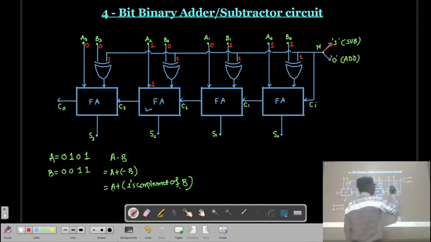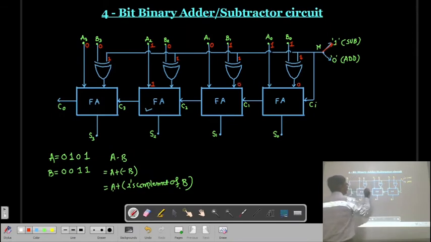Now if you look at this, 1, 1 input to the XOR gate will generate 0. And here also 1, 1 will generate 0. 0 and 1 is 1, and 1 and 0 is 1. So whatever the number present here, 1, 1, 0, 0, is nothing but the 1's complement of the number B. Correct? Here you can see this number 1, 1, 0, 0. That is the 1's complement of this number B.